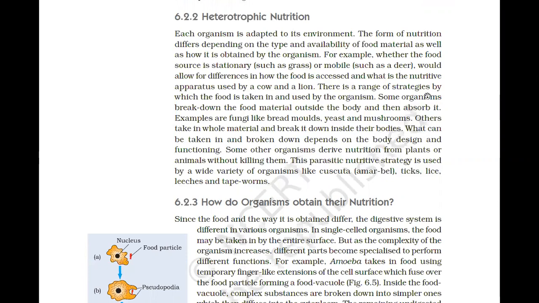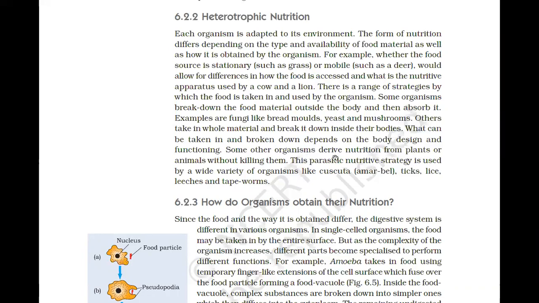There is a range of strategies by which the food is taken in and used by the organism. Some organisms break down the food material outside the body and then absorb it. Examples are fungi like bread molds, yeast, and mushrooms. Others take in whole material and break it down inside their bodies. What can be taken in and broken down depends on the body design and functioning.